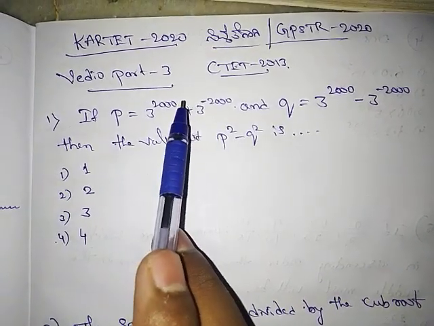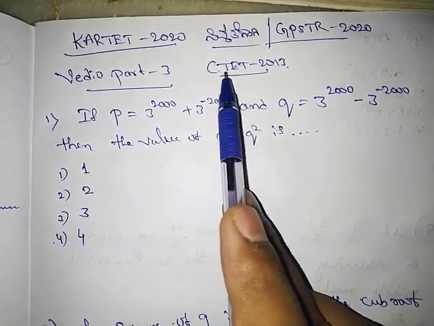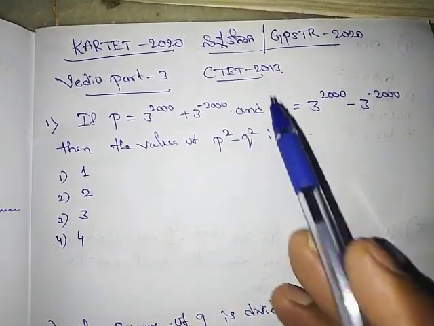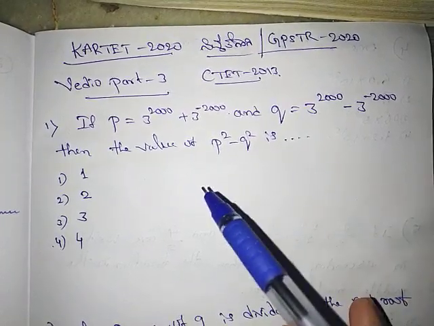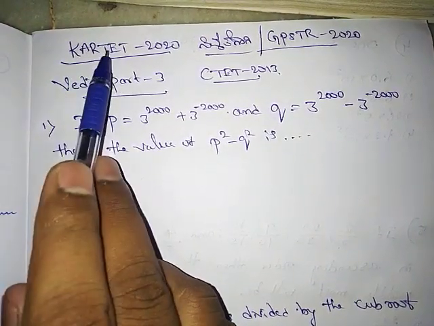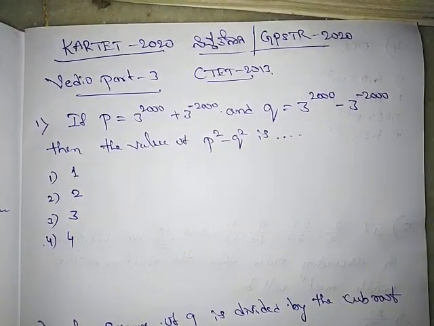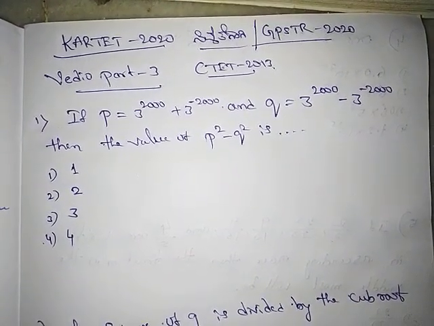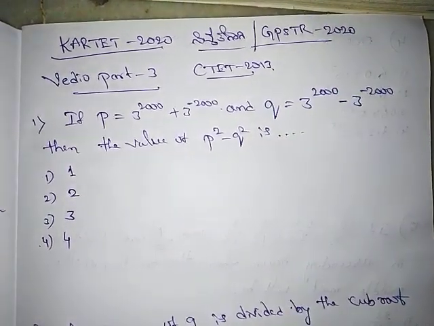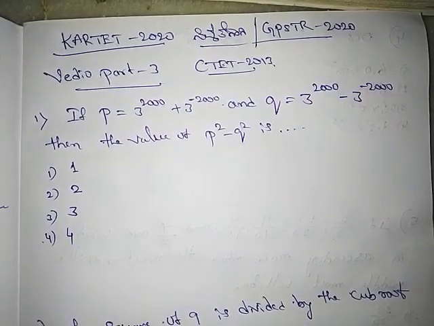In this video I am going to explain some of the important questions from the previous question papers, like 2013, 2014, 2015 CTET. These are the most important problems, and they give you more confidence when you attend the upcoming Karnataka Teachers Eligibility Test 2020. That is what we have to write now in Karnataka state. Also, this video may be helpful for GPSTR 2020. In the next recruitment you get more knowledge about the preparation.